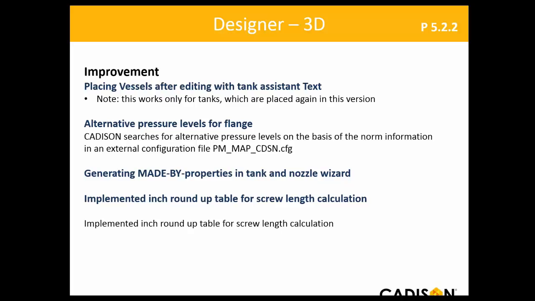The next new function is a very smart function in case of the alternative pressure levels for the flanges. That means whenever you have PN10, PN16 or PN25, in some ranges the flange sizes are the same, and we can now make that happen in a configuration file so that we can make this configuration in a good way.